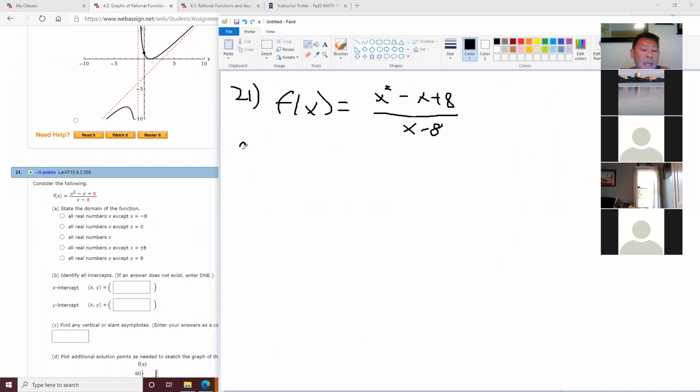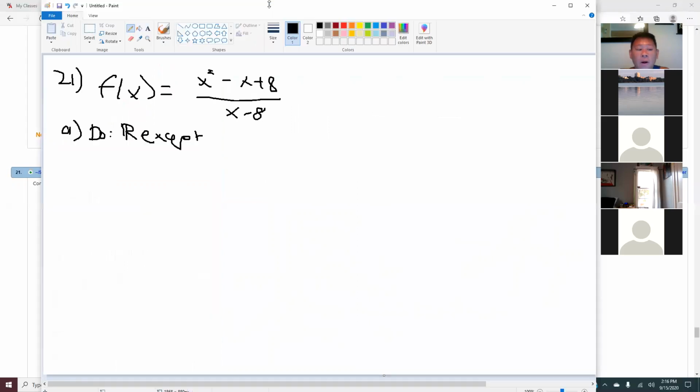All right, question A, what is the domain? You do it, this is very easy. Don't forget to put all real numbers except. In the test, if you just give me x equals something, you will not get full points. I want you to go ahead and find the domain. All real numbers except what? x equals, this is supposed to be easy. Yep, 8. Set your denominator equal to 0, right?